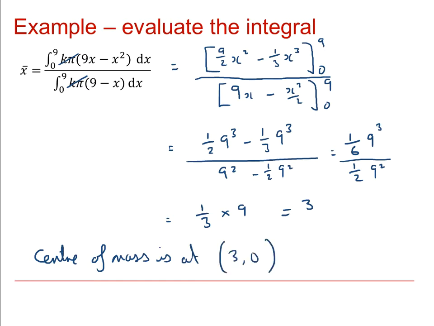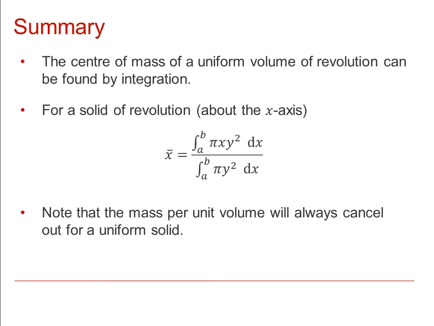Remember that the 0 comes from the fact that the centre of mass of the volume of revolution must lie on the x-axis. So in summary, we have that the centre of mass of the uniform volume of revolution we can find by integration. It must lie on the x-axis by symmetry, and we can calculate the position of the x value, x bar, then by considering the moments.